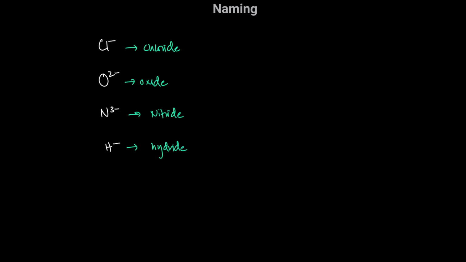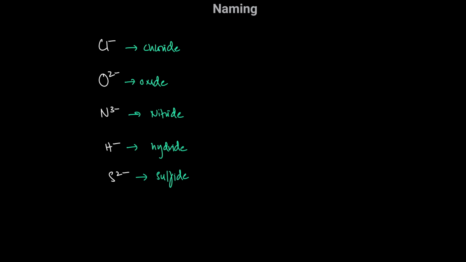So Cl minus is a chlorine atom with a negative charge. We have a chlorine anion, which we call chloride. It ends with IDE. The anion of oxygen would be oxide, the anion of nitrogen would be nitride, and the anion of hydrogen would be hydride. Other examples: S2 minus would be sulfide, Br minus would be bromide, F minus would be fluoride, P3 minus would be phosphide, and so on. So this is how you would name simple anions.